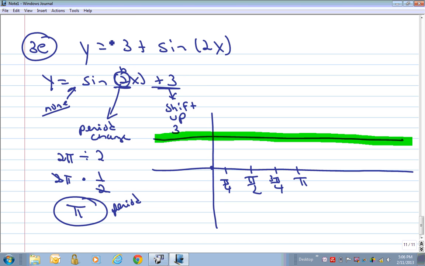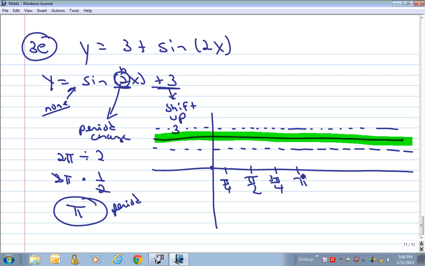All right, so that's where my axis is. My amplitude, there is no change, so it's just 1. So from my new axis, I'm going to move up 1, and that would be my highway. I'm going to move down 1, and that would be my highway. And I already have my new labels here. So I've shifted everything up, I've changed the period, I've written my highway.